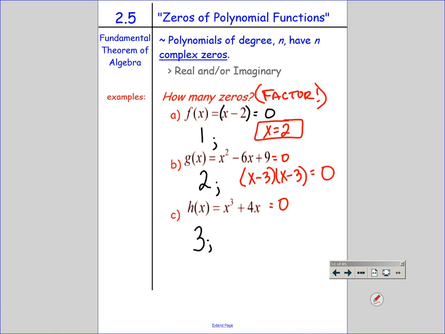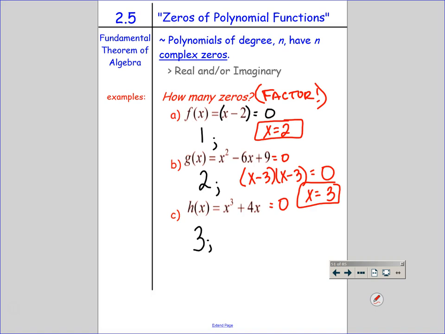Wait a minute. So how many zeros are there? Technically 1. Oh, that's tricky. We thought 2, but there's just 1. How about letter C?